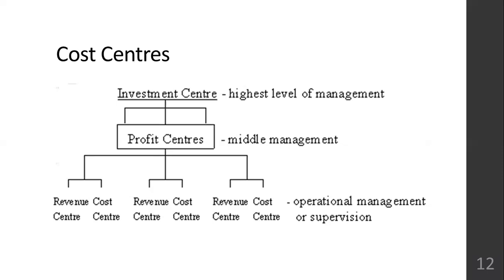Profit centers are middle-level managers. They are also an integral part in decision making for the hospital, but they are middle-level managers. Operational management or supervision comes under cost and revenue centers. Revenue means they collect the money, but there are some expenses as well, like the billing department, they collect the money.